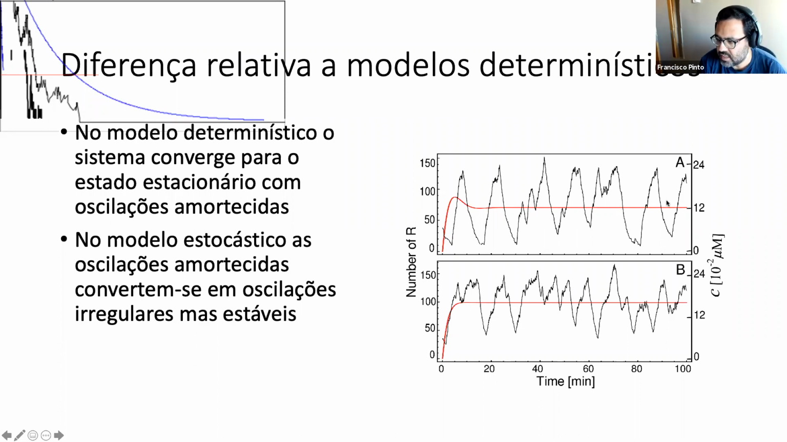And in practice, in stochastic simulations, you almost never have perfect fixed points, because maybe the system is fluctuating around the fixed point of the system, but it is always changing.